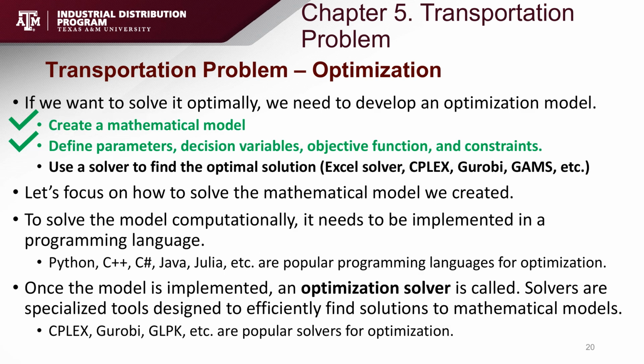Now we've built the model, but the model just sits there until something solves it. So how do we get the actual optimal plan? 2 steps basically. First, you implement the model in a programming language. Python, C++, C#, Java, Julia. Second, you hand it to a solver, an engine built to crunch linear programs fast. For a tiny problem like this one, even Excel Solver does it in a blink. For industrial scale, you reach for the heavy hitters: CPLEX, Gurobi, GLPK, GAMS.